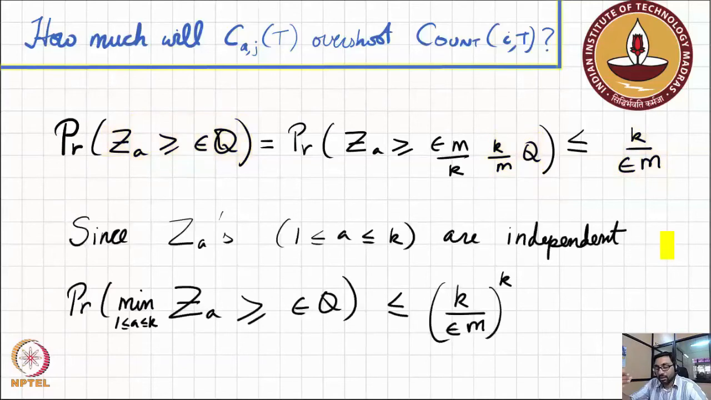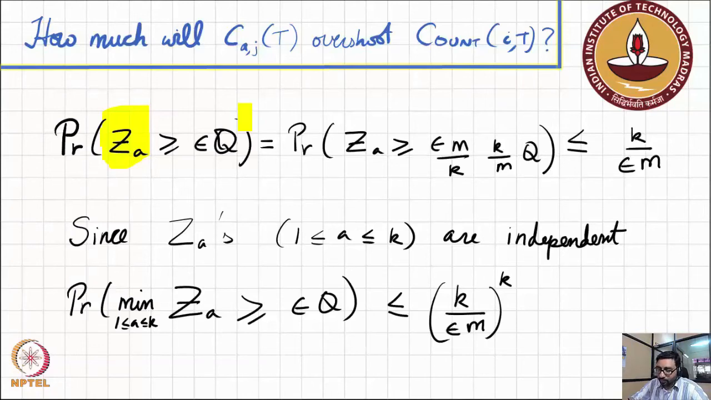But keep in mind, each of the hash functions is chosen independent of each other. What we have is the probability that one of the hash functions will exceed this epsilon q. We don't care if one of them exceeded that epsilon q. We just want to ensure that at least one of them does not exceed this epsilon q.